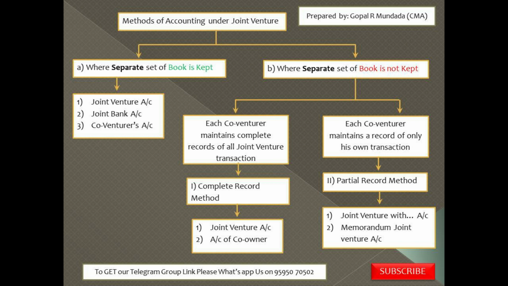So in the complete record method, the joint venture account and the account of the co-owner will be opened, and in the case of the partial record, the joint venture with account, so the joint venture with the consignee account and the memorandum of the joint venture account are opened. So we can understand all these accounts one by one in the upcoming video.